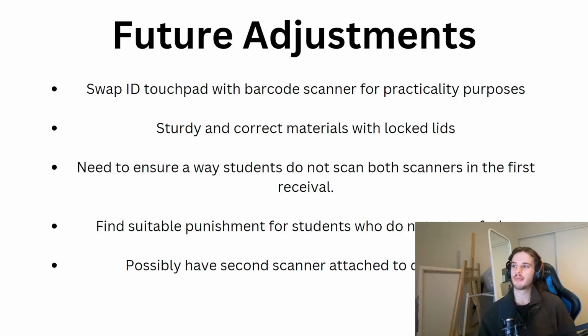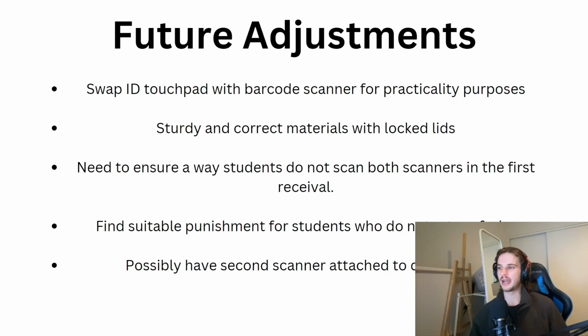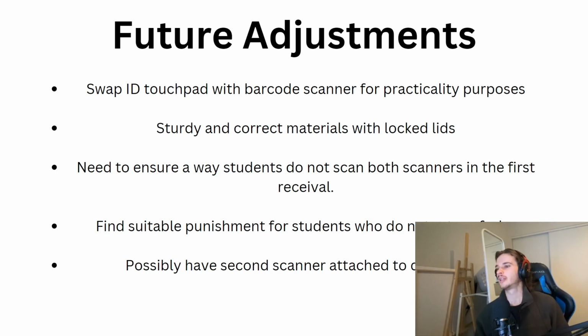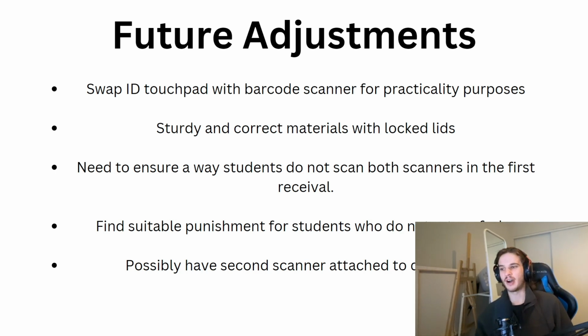Firstly, I'd swap the ID touchpad with a barcode scanner, more practical, I believe. Obviously, in the final product, it would be sturdy and made of correct materials, and it would have the lids, etc., everything there wasn't in that prototype. I need to find a way to ensure that students don't scan both scanners at the start, as in scanning the first one, grabbing their fork, and then scanning the second one without returning their fork. Need to find a suitable punishment as well for students who do not return forks.